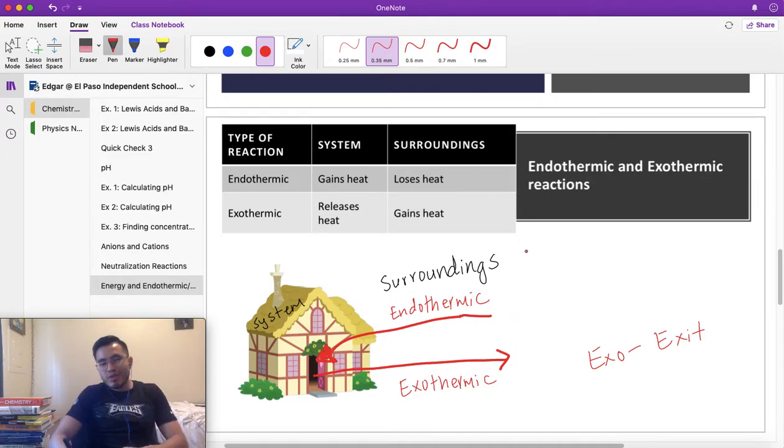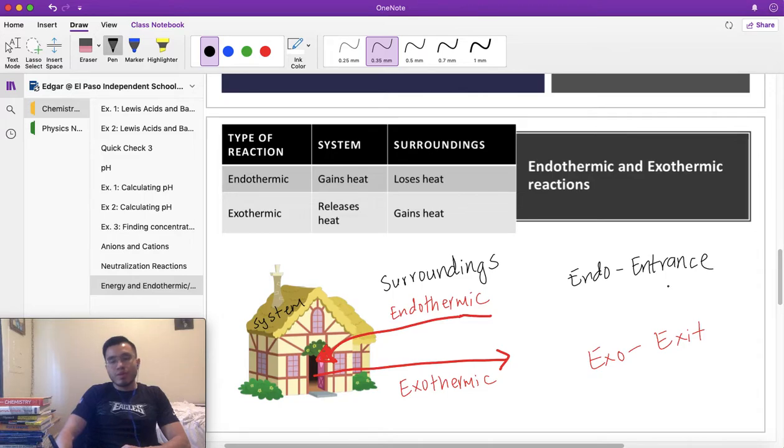We do have a word which is somewhat similar to endothermic, and that would be entrance. So endo, entrance. When you go inside a place, business, shop, whatever, you go through the entrance, you go into the entrance. But the way I learned it is endo kind of sounds like into. So when you have energy going into the system, that's an endothermic reaction, okay?